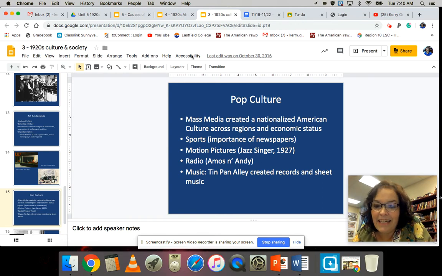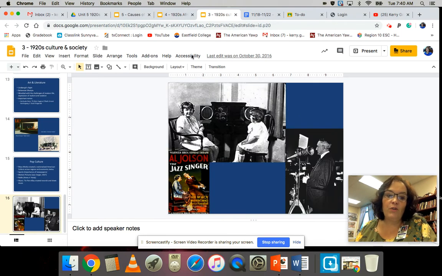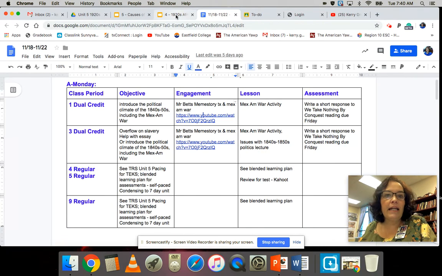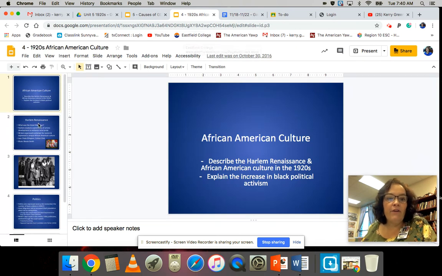Tin Pan Alley starts producing all the sheet music and the records so people can listen to jazz music. The radio brings all these shows into people's homes. So you start to have a nationalized culture in a lot of ways. The sports heroes, right? Motion pictures, all that kind of stuff really changes the way culture functions in American society. And then lastly, the one thing I want to talk about is African Americans.